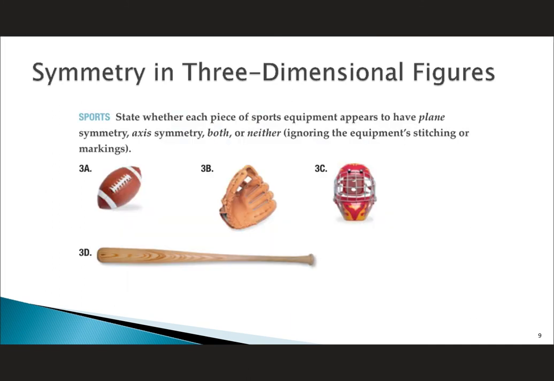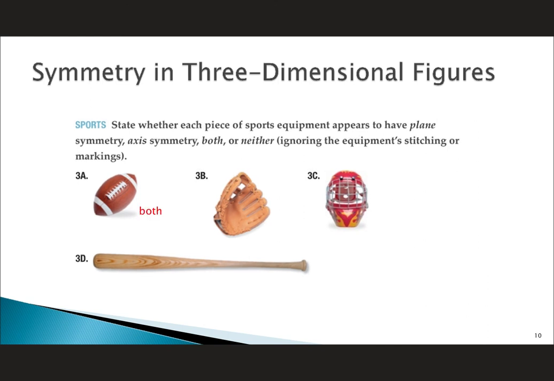All right, here we go. So we have 4 figures here, and the question is does it have plane symmetry, axis symmetry, both, or neither? You're going to ignore any of the markings. We're not paying attention to that. I just want to know if these things have one, the other, both, or neither. So make your decision on 3A. Going to change the slide in 5, 4, 3, 2, 1.